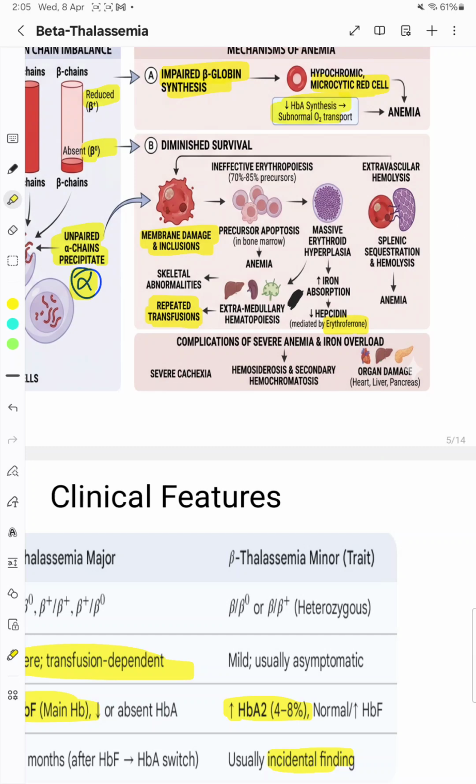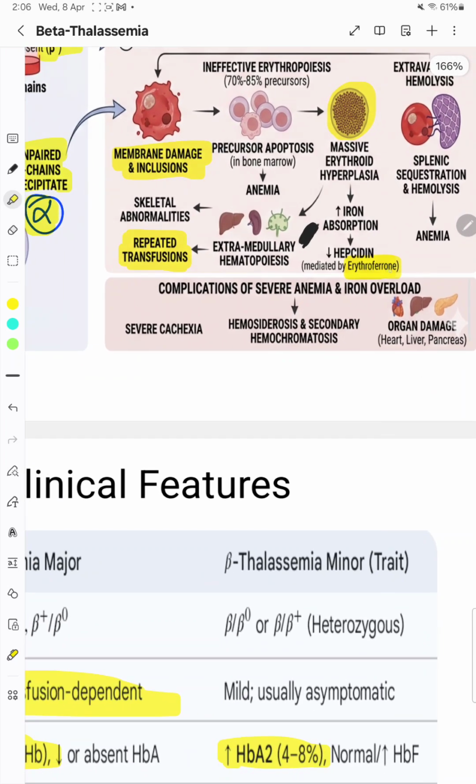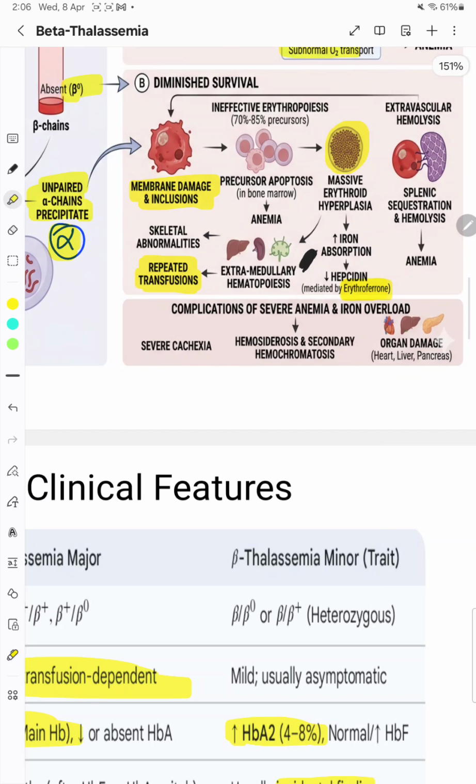bone marrow. Damage to these precursors promotes apoptosis, and this will result in compensatory erythroid hyperplasia in the bone marrow. Due to this erythroid hyperplasia, there is increased secretion of erythroferrone, which is secreted by RBC precursors. This erythroferrone decreases hepcidin, and low hepcidin level will result in increased iron absorption.